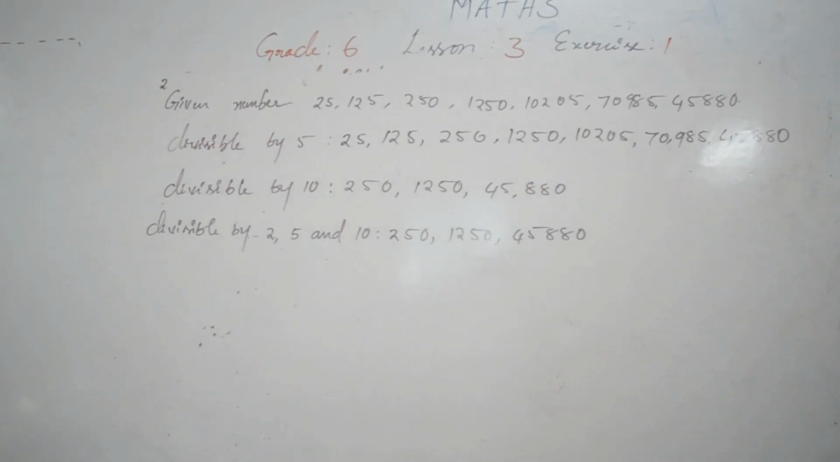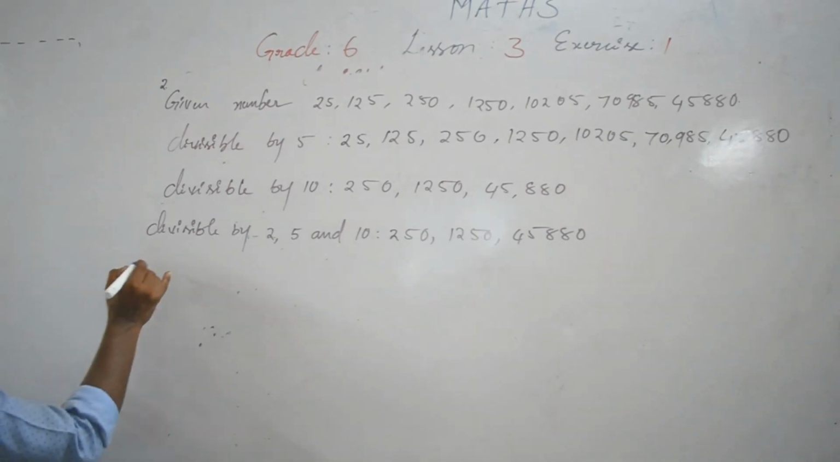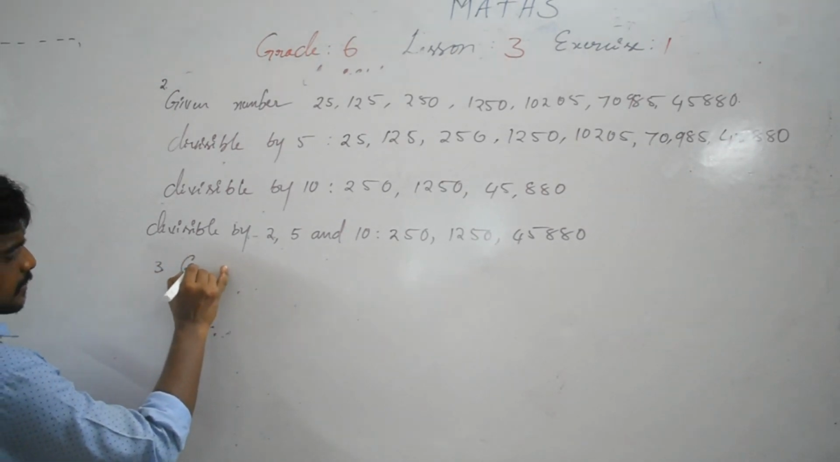Next one. Make 3 different digit numbers. Each digit can be used only once. These numbers are divisible by 9. So third one, given digits.